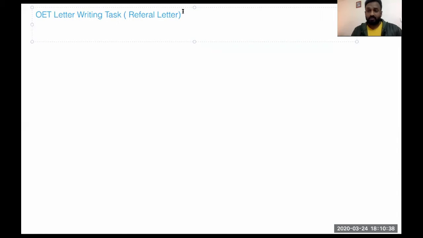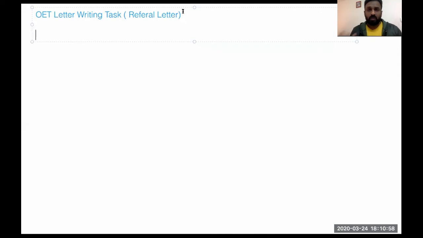Now, how to write a referral letter. Most of the people are sitting at home, trying to fight this crisis which is happening around the world. So you can also make use of this opportunity while you're at home. You can start learning things, you can start applying them, and you can start writing more letters. So today we'll discuss a referral letter.